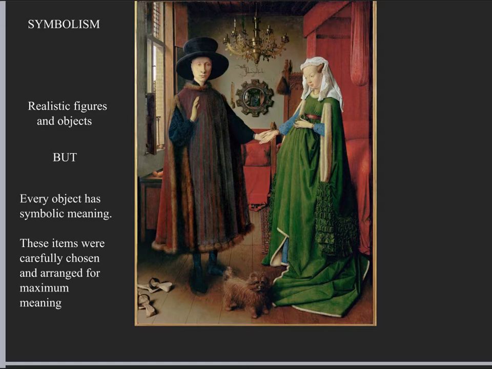It's super tiny, but if you zoom in, you can see it on the bed frame at the back. There's a little tiny statuette, and that is the image of Saint Margaret. She is the patron saint of childbirth. So it's sort of like wishing this couple health and fertility. So there's symbolism in here, even though these individual items and their arrangement are realistic in that they resemble everyday reality. The artist is tweaking reality to send us messages.